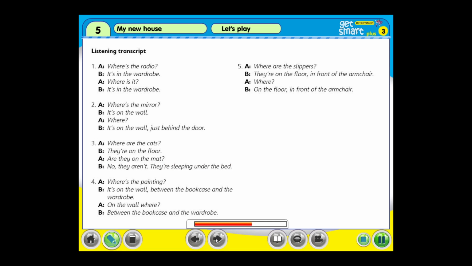4. Where's the painting? It's on the wall, between the bookcase and the wardrobe. On the wall where? Between the bookcase and the wardrobe.